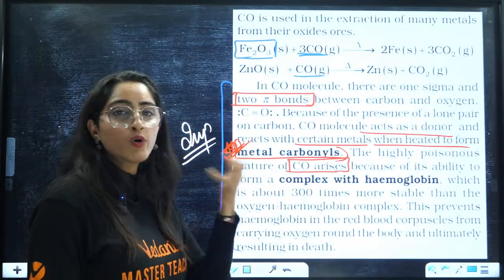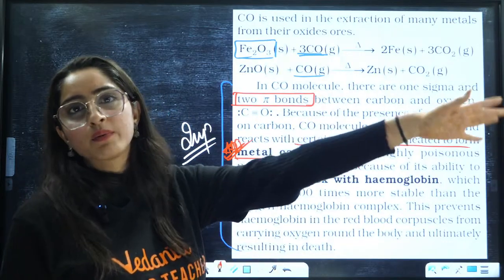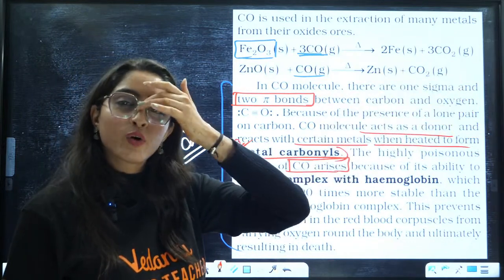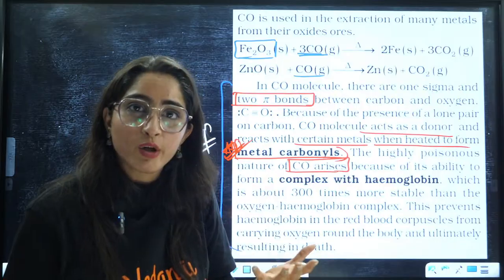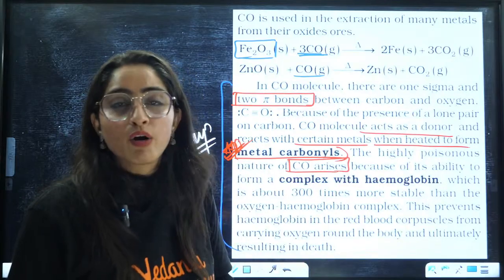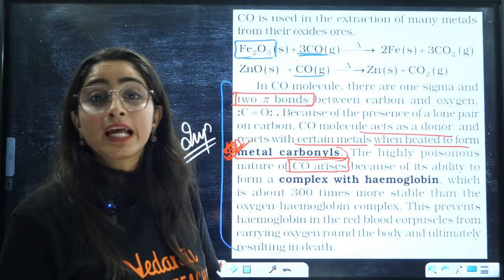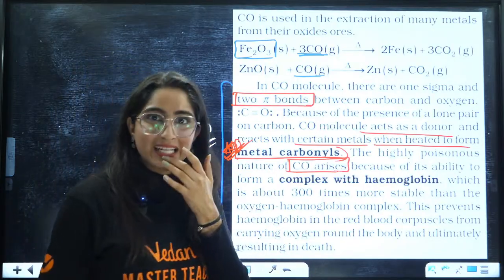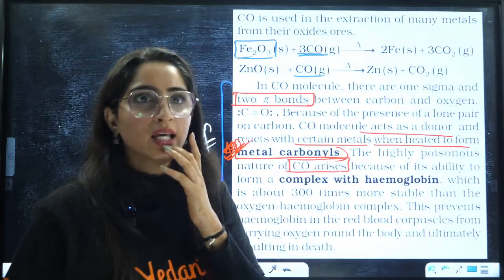Now, hemoglobin, when it sees carbon monoxide, is like, oh my God, I have more love for carbon monoxide. But actually, carbon monoxide is dangerous for the body. It can even lead to death. That is why the coal stove, if you know what that is.